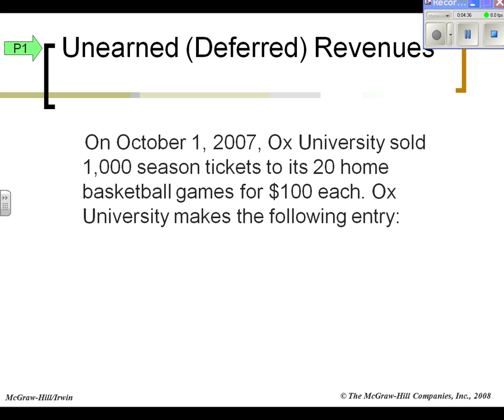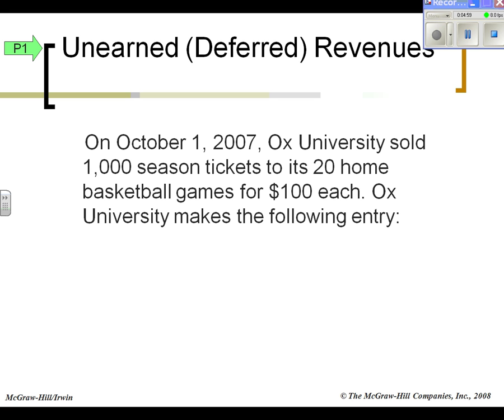But the adjusting entry would have been that the other items on that T account where you're going to reduce that liability, but then you'll record the revenue. All right, so here's the example. On October 1st, Ox University sold 1,000 season tickets to its 20 home basketball games for $100 each. Ox University makes the following entry.